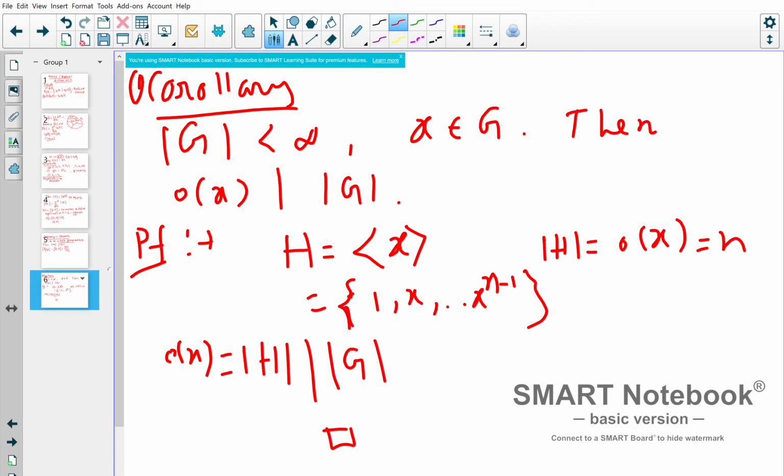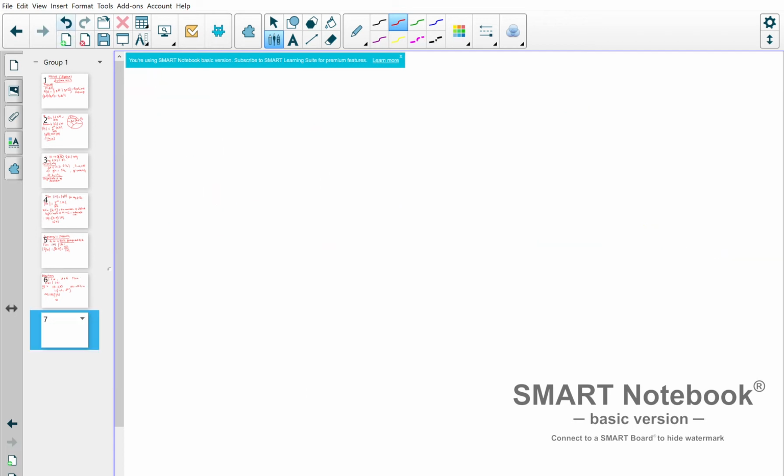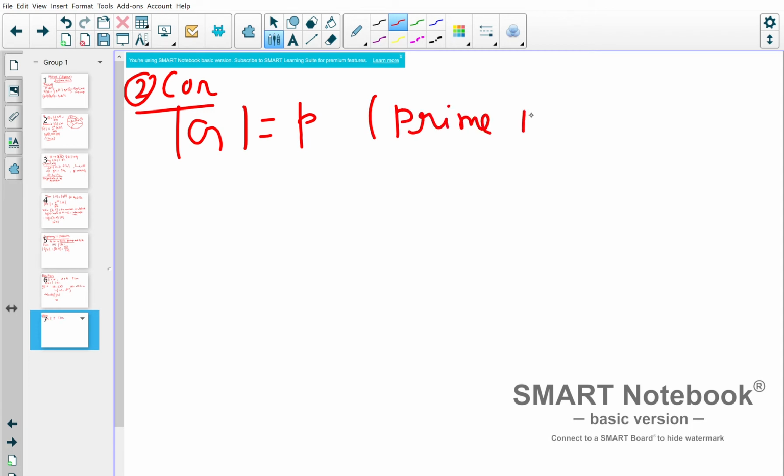These are all simple observations and corollaries. You can have many such corollaries. Maybe corollary 2, let me write down one more. An important question: suppose you have a group G whose order is prime. So the number of elements inside the group G is some prime number. I hope everybody knows what a prime number is.